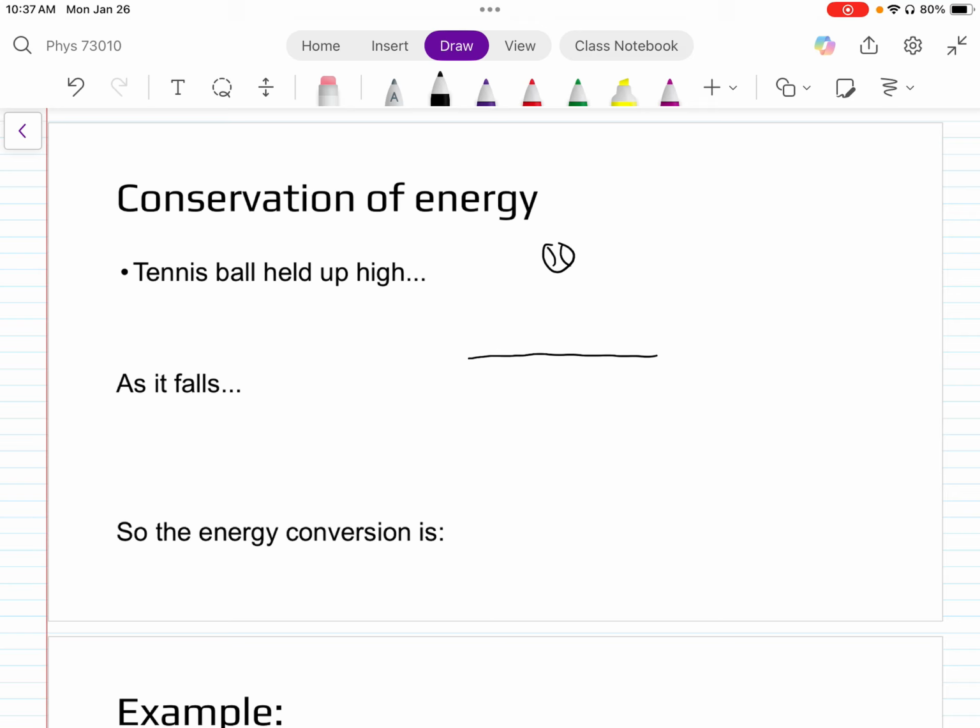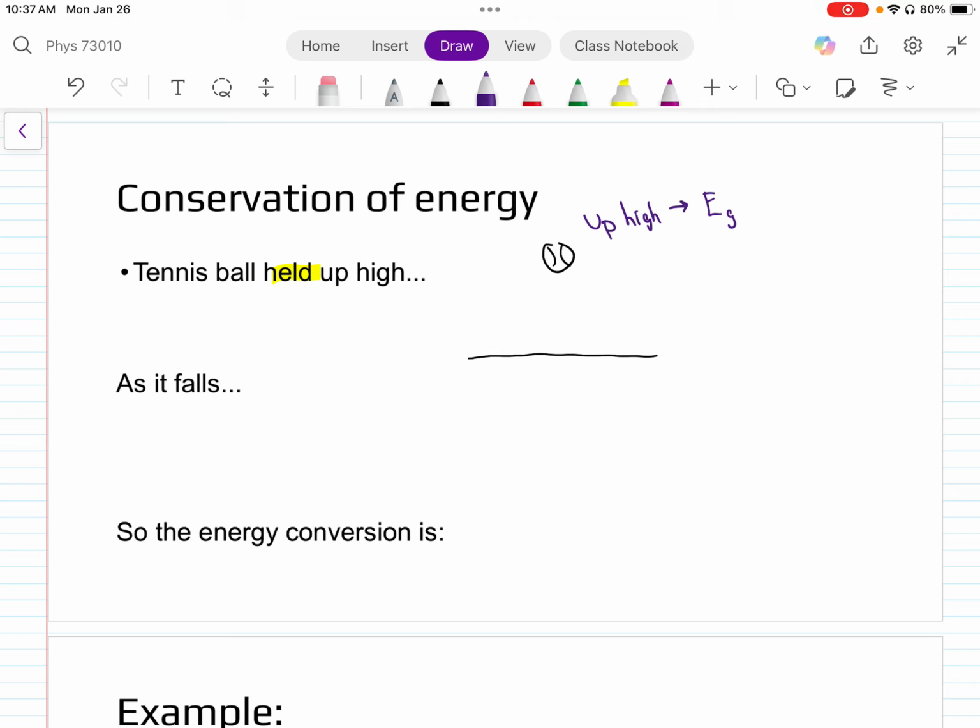The two questions we're going to have to ask ourselves over and over again for this are, what is its height? Is it up high or down low? And what is its motion? Is it moving or is it sitting still? If we've got a tennis ball held up high, little physics cue there, the fact that it's up high, that's going to mean it's got gravitational potential energy.